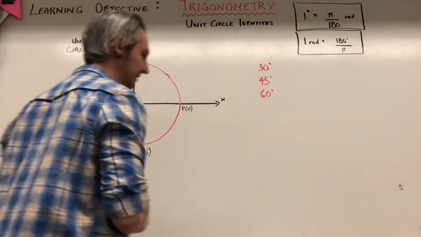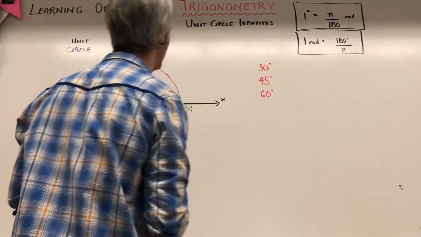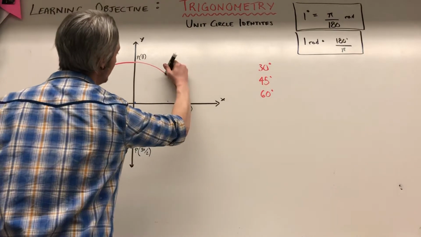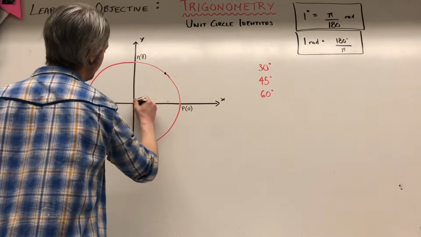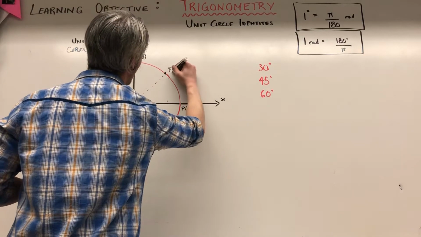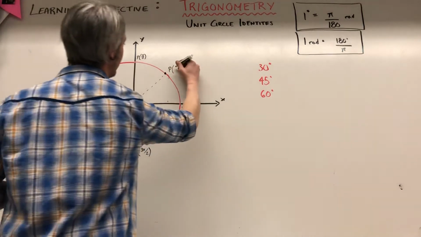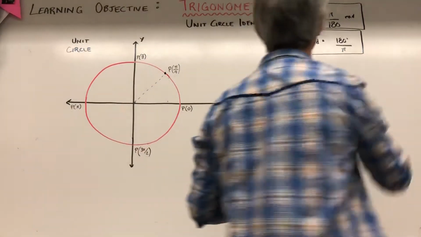Okay, so let's start talking about the 45 degree mark. 45 degrees splits this arc from here to here in half, okay? And we know that this point at 45 degrees is the same as pi over 4. Now, how do we know that? Well, we can use this.